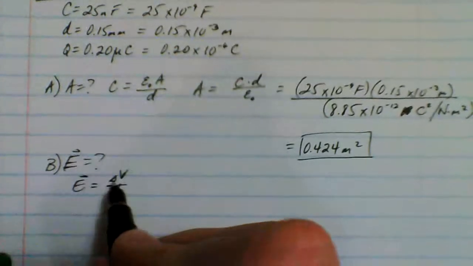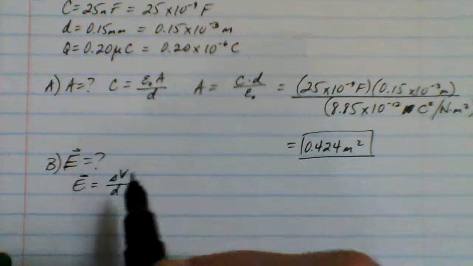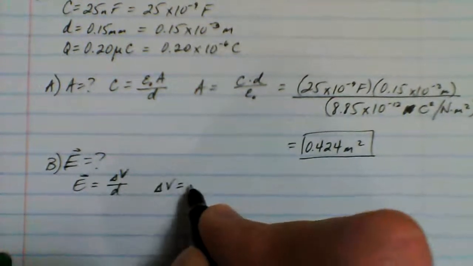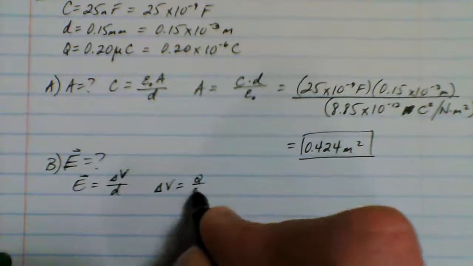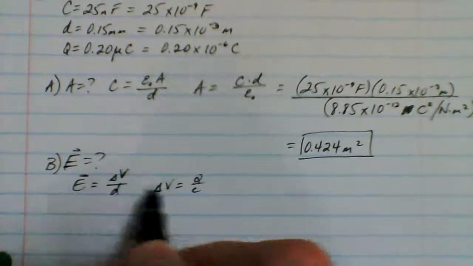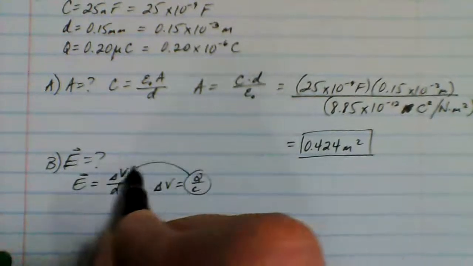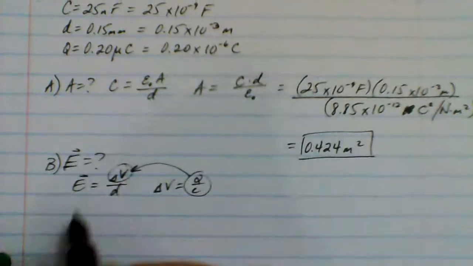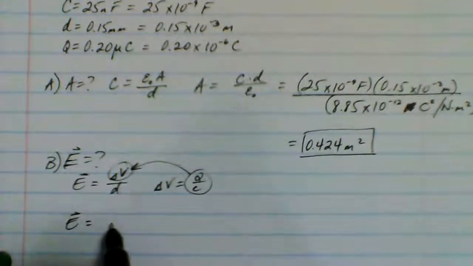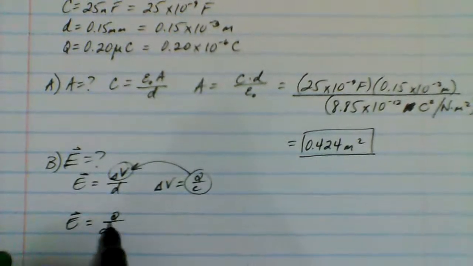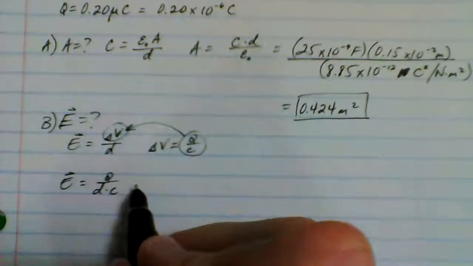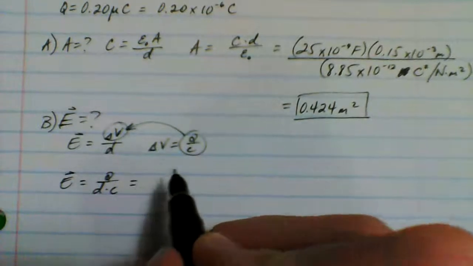All right, well, we do not have the change in voltage, but what we do know is that delta V is equal to Q divided by the capacitance. That's the charge over the capacitance. So what we're going to do is combine this and put it in here for that. That's going to give us that our E field value is going to be equal to Q over D times C. All right. We're going to go ahead and plug everything that we know into that.